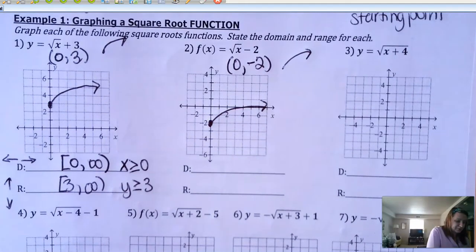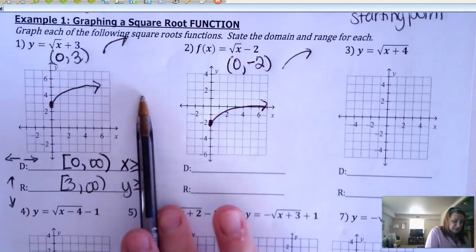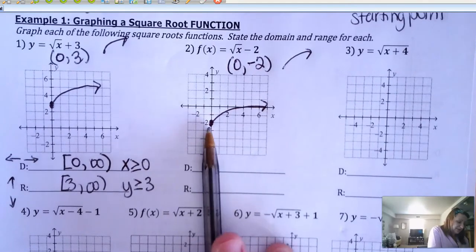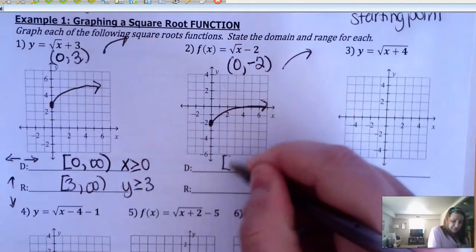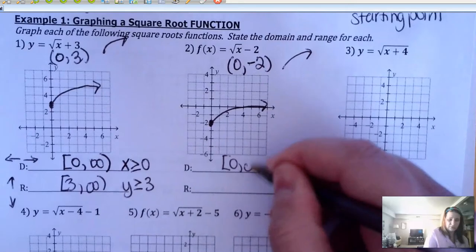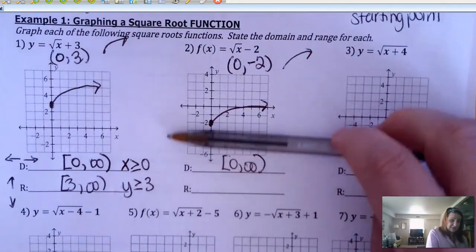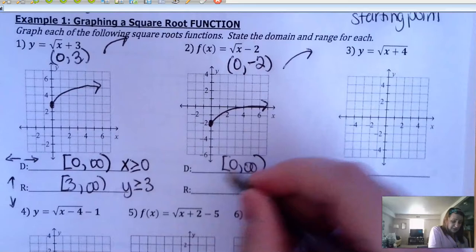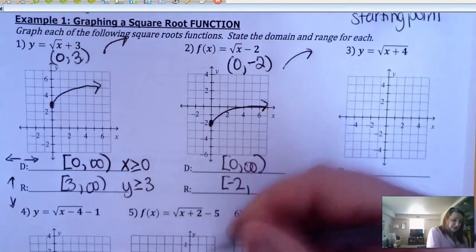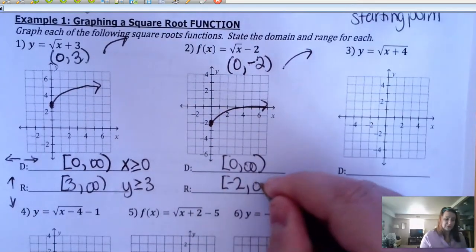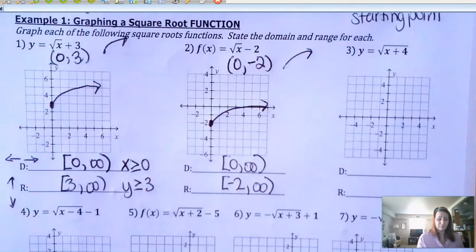Domain and range super similar. So the first point I touch here, the x value of that point would be right here. And so that x value is 0. This points to the right forever. We're going to infinity. The range, the first y value you touch is that same point, but the y coordinate there is -2. And then it moves very gradually, but this does go up forever. So that's going to positive infinity.